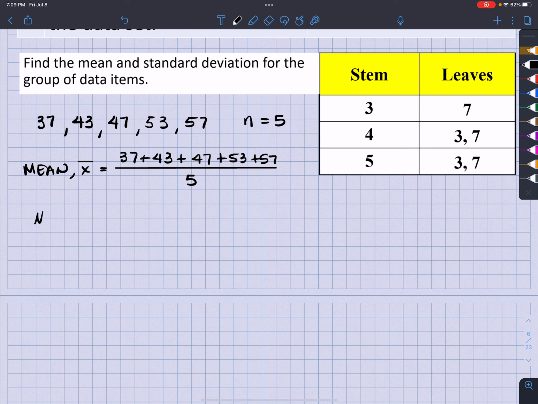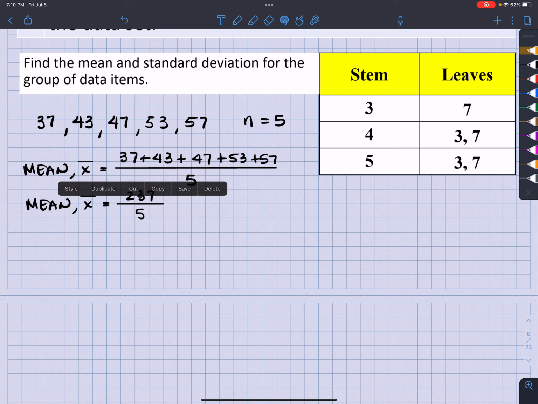So my mean, x bar, is 237 divided by 5, which is equal to 47.4. Okay, so that's my mean.